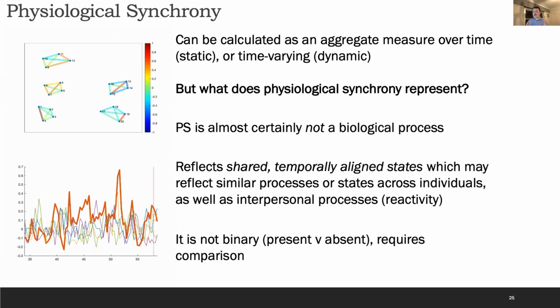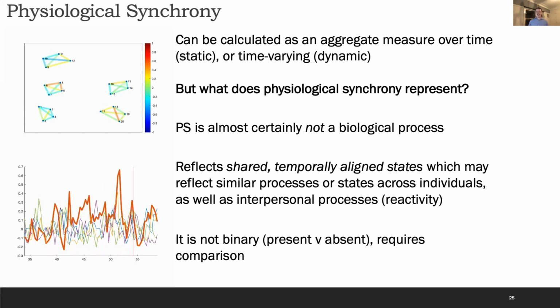But the question people always ask me is, what does this actually represent? And one of the largest traps or misconceptions is that this is some sort of biological process. It's absolutely not the case that, if I have an increase in heart rate, it is somehow being transmitted to other people that I'm interacting with and increasing their heart rate as well. It's certainly not a process. This is really just a different type of measurement.